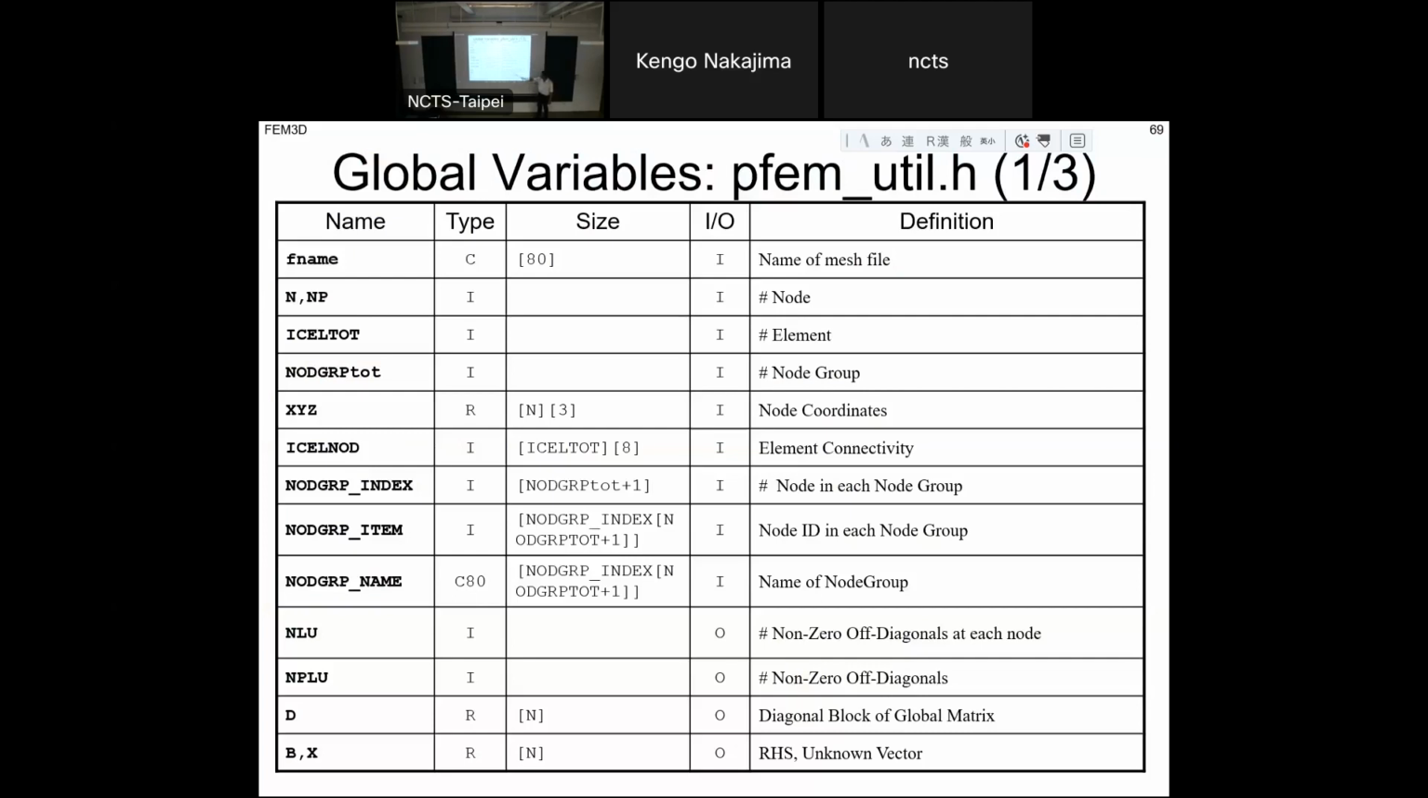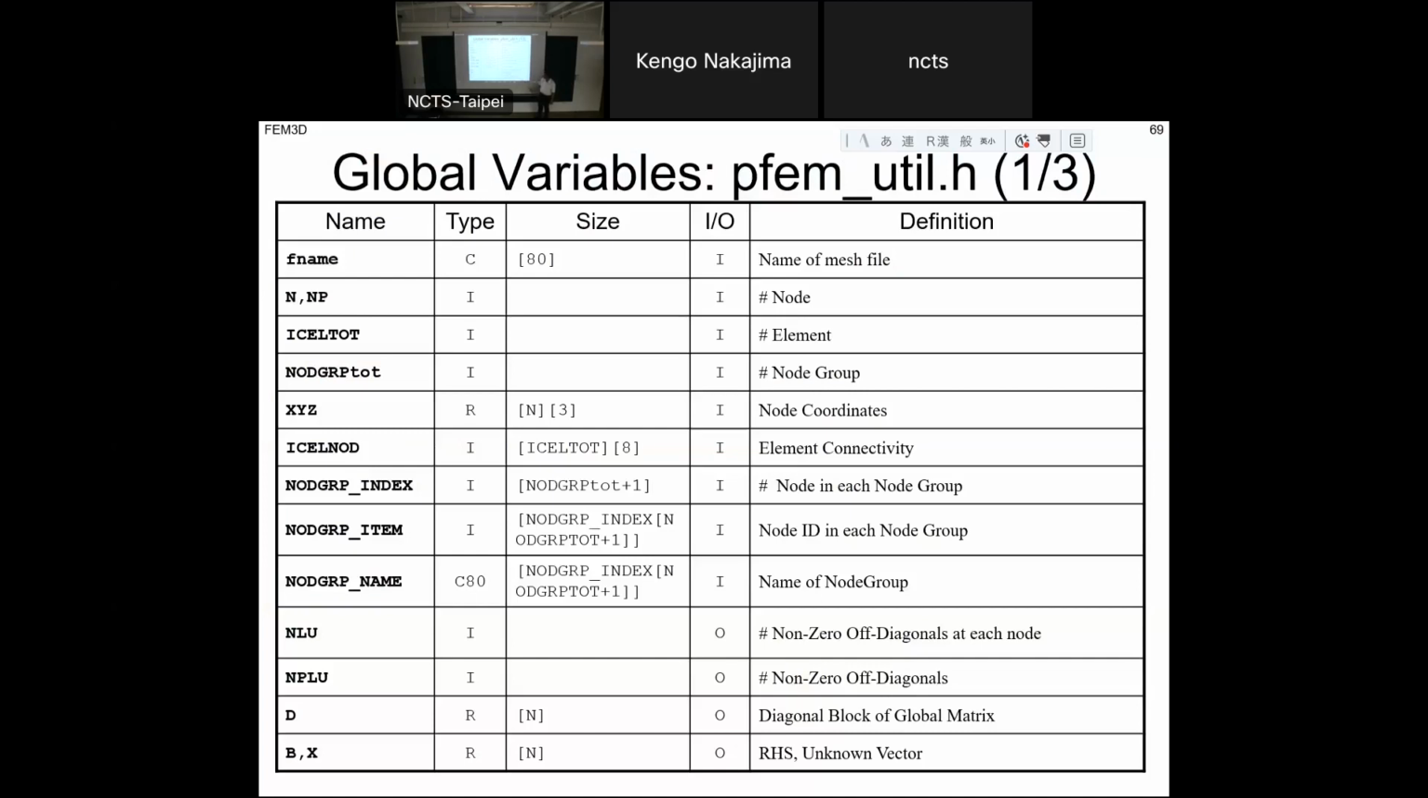And the node group index and the node group item are the number of the nodes in each group and the node ID in each node group. The relationship between node group index and node group item is similar to the CRS format, so index and item, which I mentioned yesterday. And the node group name is the name of each node group.